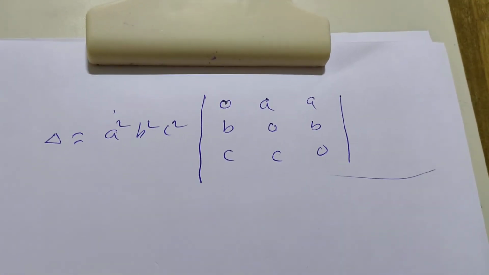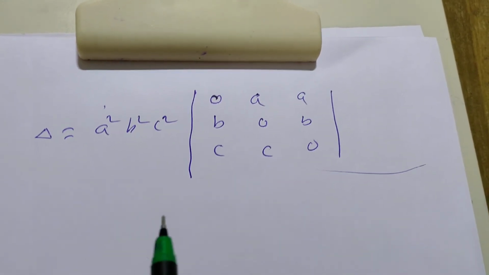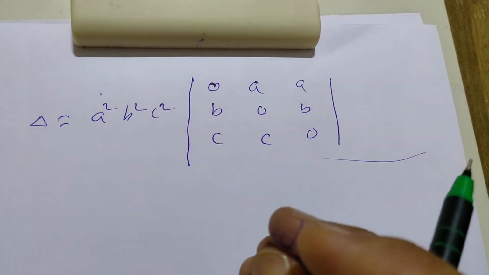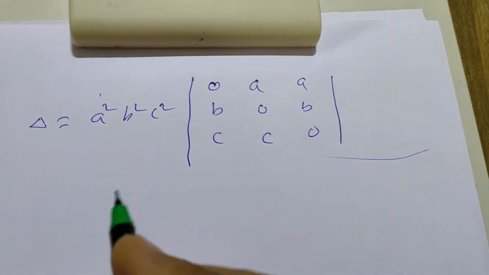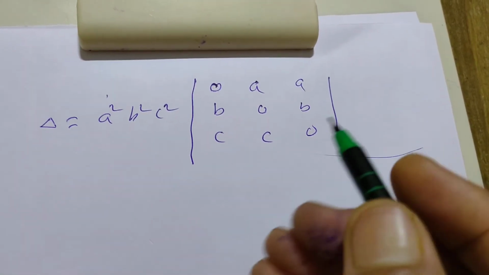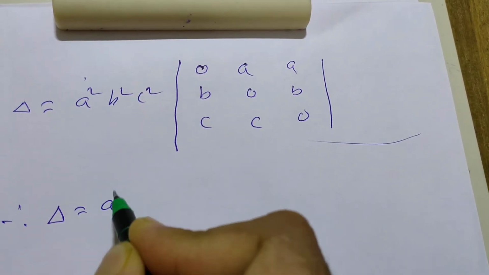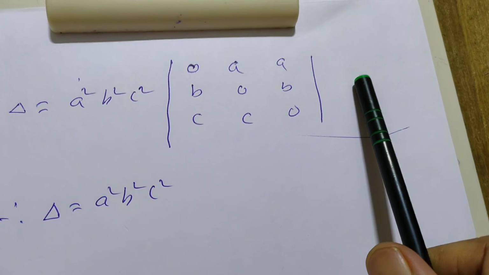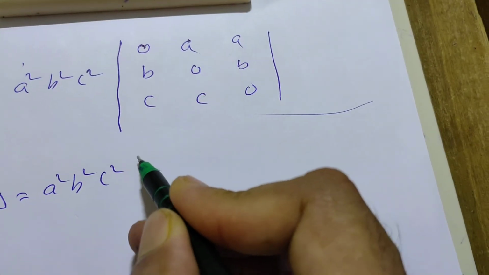Now next what we can do is that it is not necessary that till the end you go on using properties. Now what we can do is we can expand this one. So it will be better if we expand it. So we can expand along any row or any column. Therefore delta equal to a square, b square, c square. Let me expand along R1. Suppose I am expanding along R1. So first element, you know how we are expanding it.